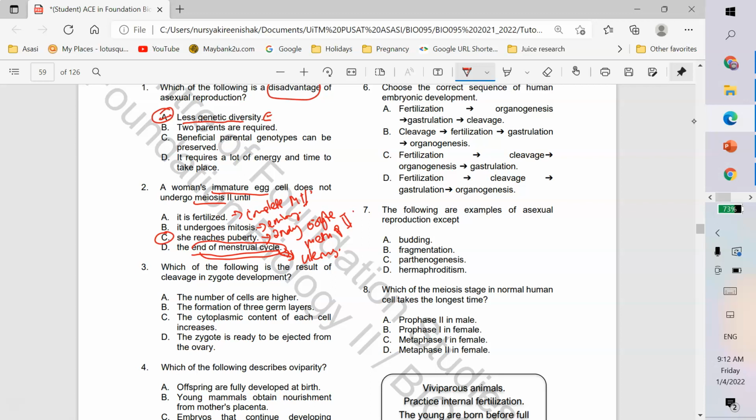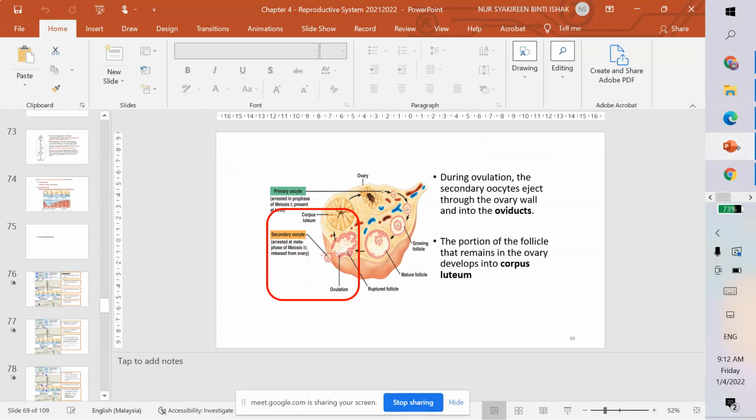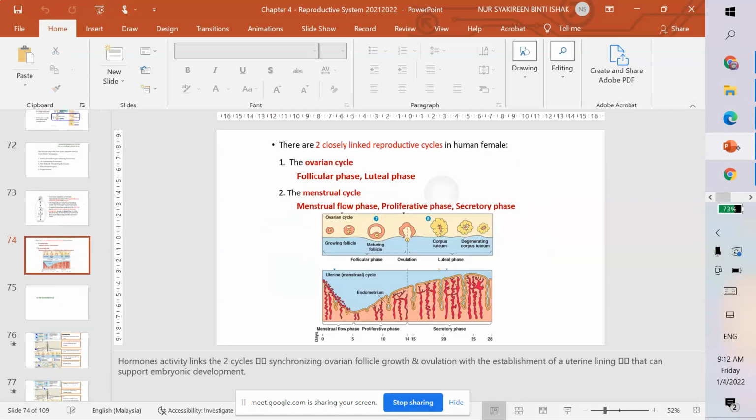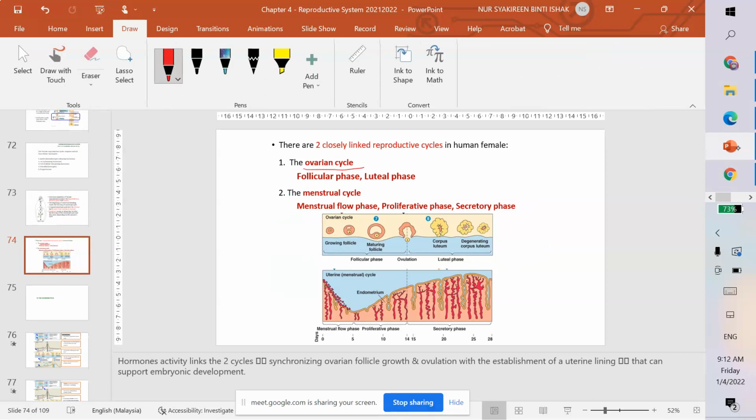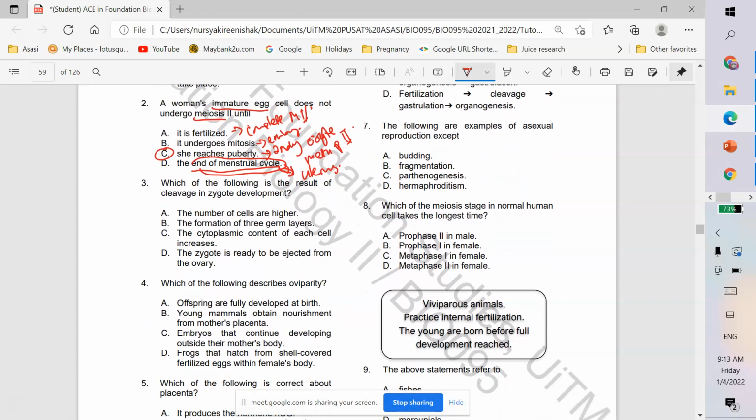Okay, so please look back in your notes. Yang ini awak kena tengok balik. Kalau perempuan dia ada dua cycle. Ovarian cycle, what happened in the ovary. Menstrual cycle is what happened in the uterus. So please do your revision if you lupa macam mana proses ovarian cycle berlaku, menstrual cycle berlaku. Okay. So next is Ahmad Syahmil.